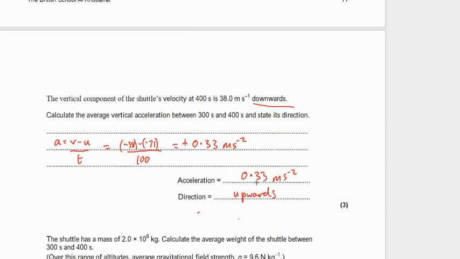So the acceleration is 0.33 meters per second squared, and because it's a positive acceleration, it is upwards. So remember, upwards positive, downwards negative. So take care of direction here.